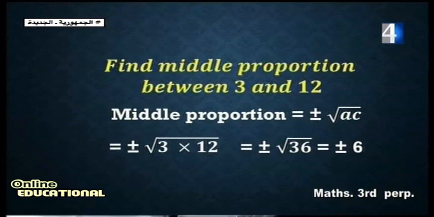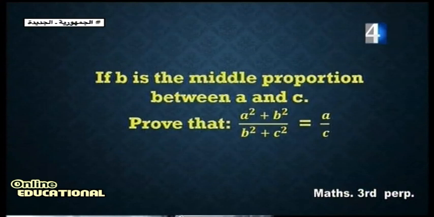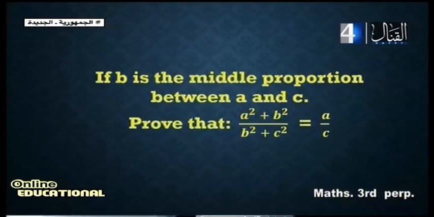Another example. If B is the middle proportion between A and C, prove that (A to the power of 2 plus B to the power of 2) over (B to the power of 2 plus C to the power of 2) equals A over C.